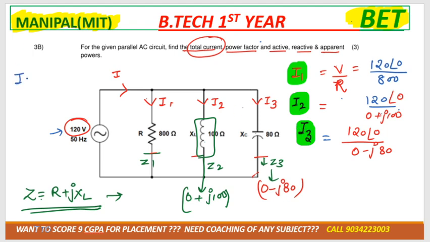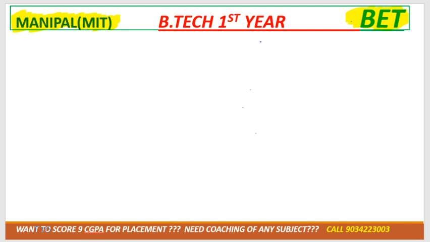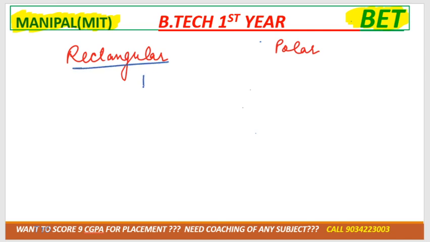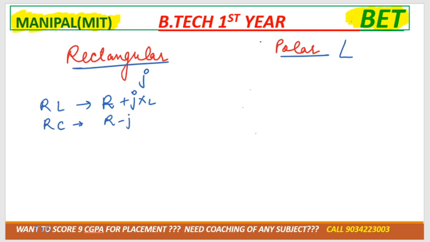Now how can we get I? I would be equal to I1 plus I2 plus I3. Yes or no? Basically we have two forms: rectangular form and polar form. Rectangular form means j form, polar form means angle form. If there is an RL component, we write the rectangular form as R plus jXL. If it's an RC component, we write it as R minus jXC.